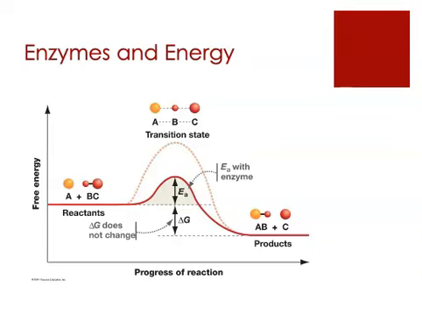Now, on this slide, there's a very complicated looking graph, and I'm going to walk through this graph with you to point out what we need to take from this particular illustration. On the x-axis here is the progress of a chemical reaction, and on the y-axis is what they're listing as free energy. Think of free energy as just being the energy that's available to a cell to do some work.